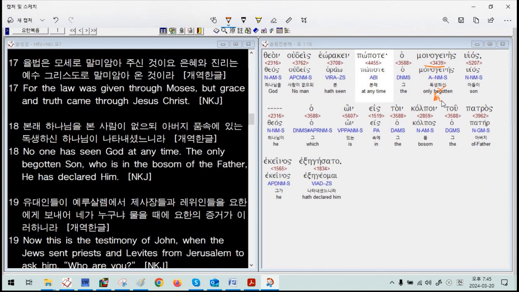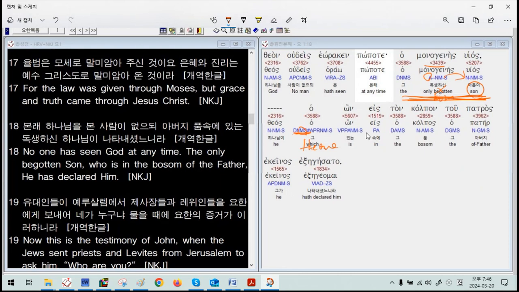Only born, an adjective modifying the noun, son. And then the status of the only born son is the one, because it is a definite article, noun, masculine, singular, talking about the one. Who is the only born son? The one. It is not "is," right?